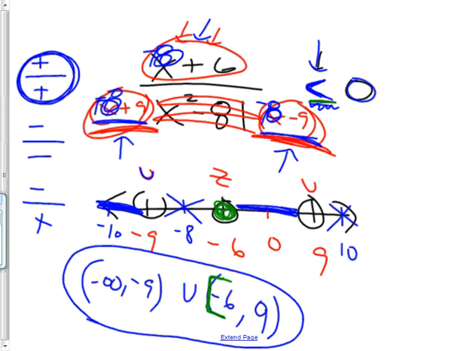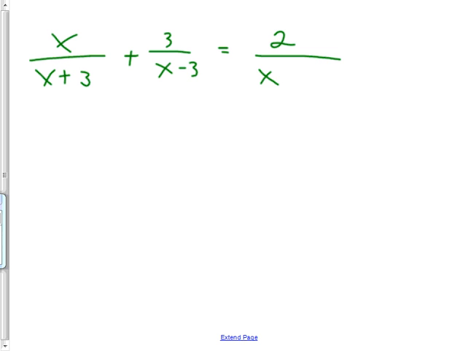Let's do some review, like some of the kind that you did before break, but you haven't seen in a long time. x over x plus 3 plus, let's say, yeah, let's keep it simple for now, 3 over x minus 3 is equal to 2 over x squared minus 9.